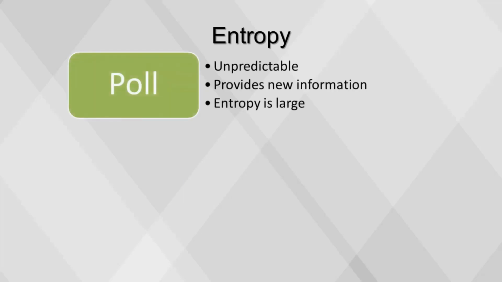political issue. The outcome of the poll is relatively unpredictable, and actually performing the poll and learning the results gives some new information. These are just different ways of saying that the entropy of the poll's results is large.